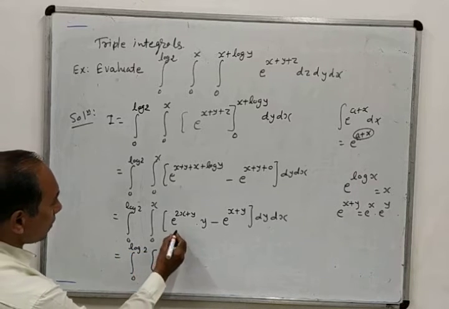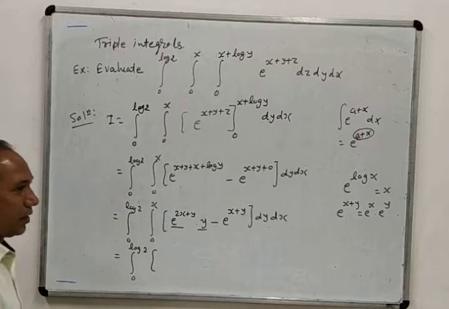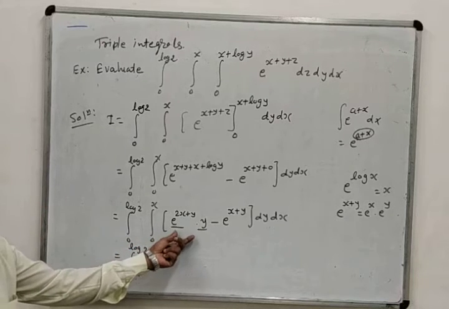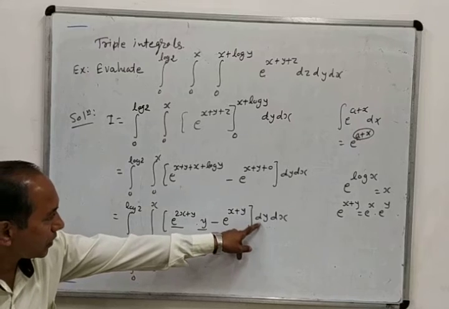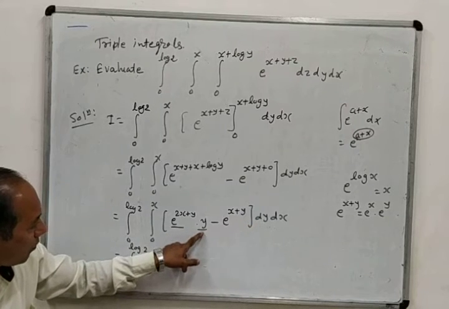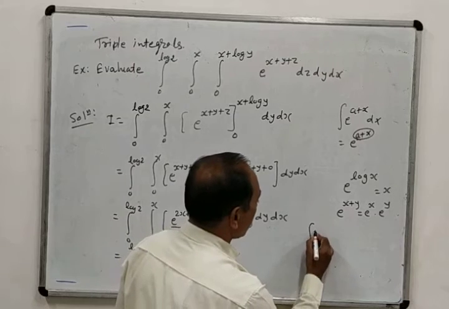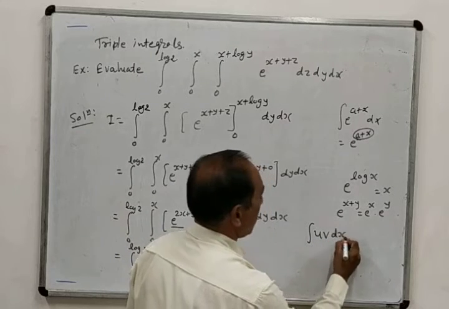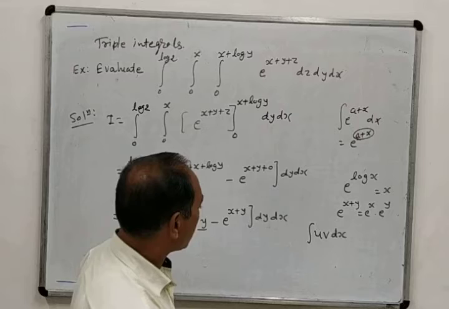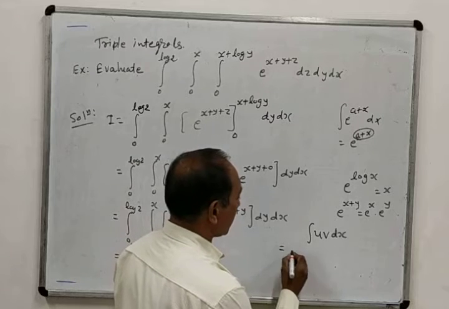So here you can see that in the first part there are two functions because the integration is with respect to y. So y is also involved here and y is also involved here. So it is just kind of the integration of u into v dx. Okay. And I have already shown you the direct formula of integration.